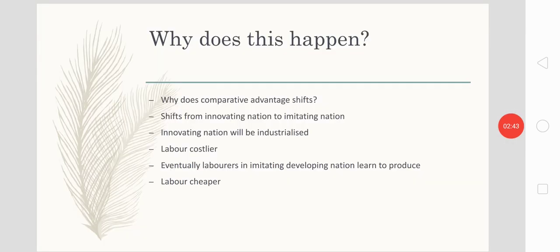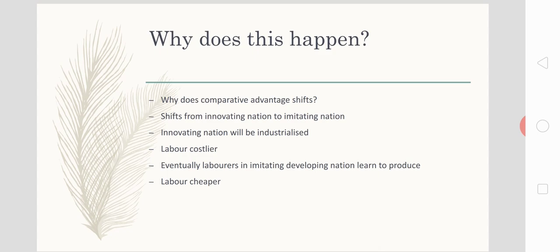So why does this change in comparative advantage happen from the innovating nation to the imitating nation? The innovating nation will mostly be an industrialized, advanced economy where laborers are costlier. For example, in the United States, laborers are not abundantly available. It is a scarce factor, and it is a costlier factor as well. At the same time, the laborers in the developing nation will be cheaper. They are abundantly available.